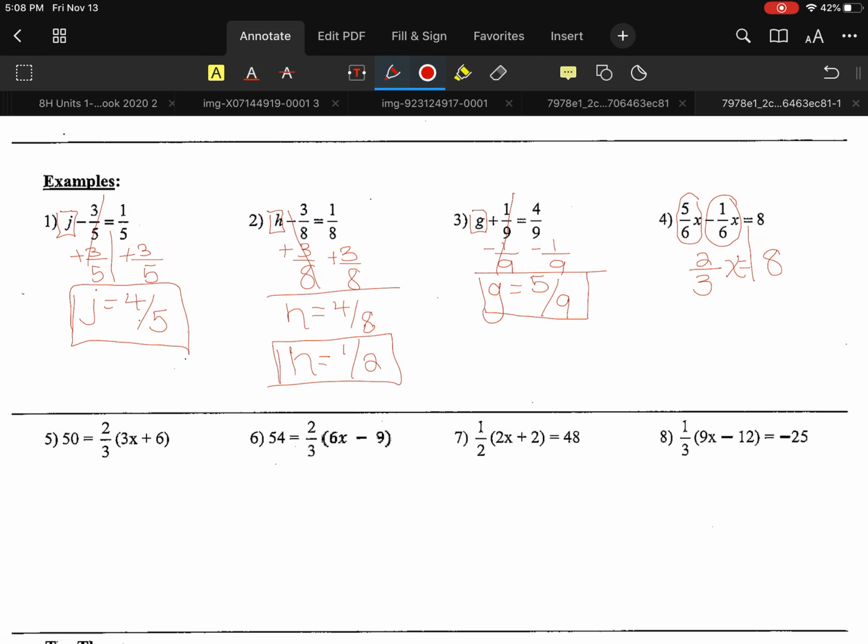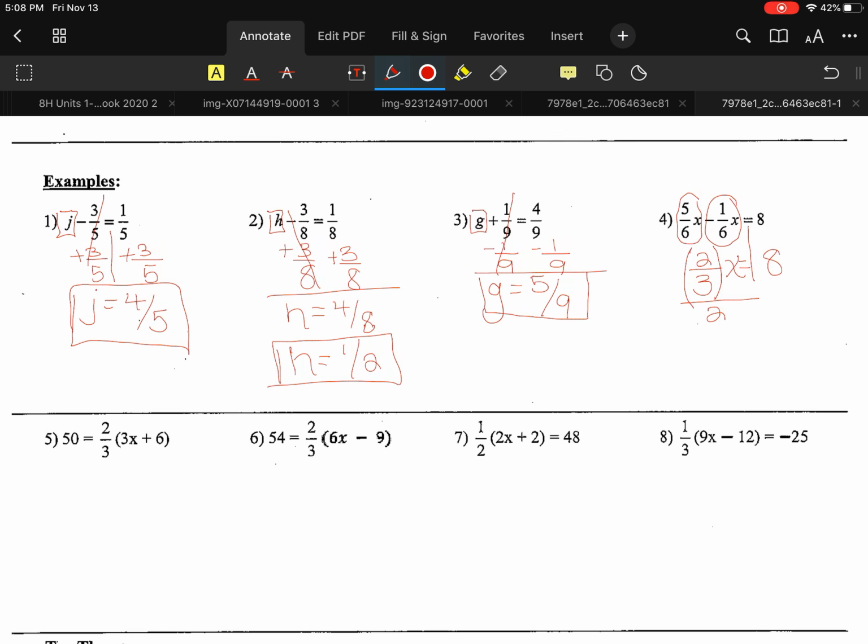So 2/3 x equals 8. Now, if you did leave it as 4/6, you still would end up with the same answer when we're done. But again, I'm assuming you're using a calculator, so please use it. 2/3 x means 2/3 times x. Yes, the 2 and the 3 are being divided. That is a fraction, but this whole fraction is being multiplied to the x.